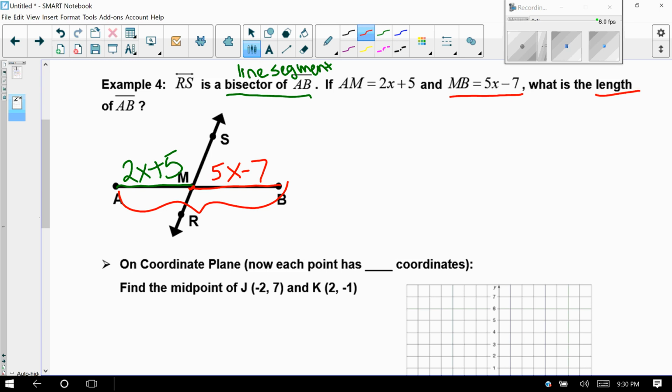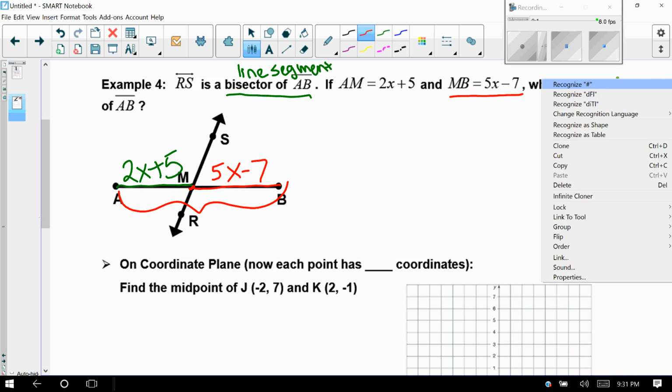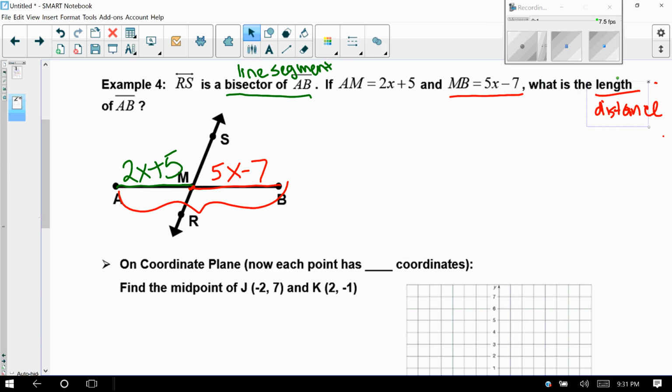Another word for length is distance. Under the word length, write distance. So on the SOL, they love to interchange those words. What is the length of AB? What is the distance between AB? So get used to that length and distance being the same thing.